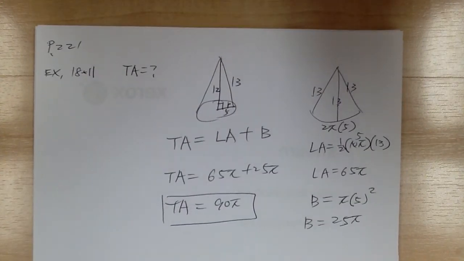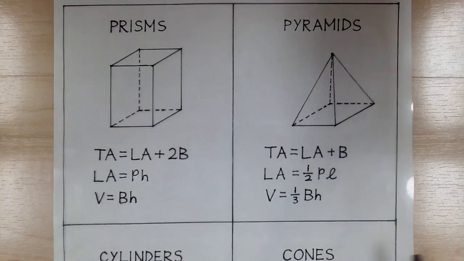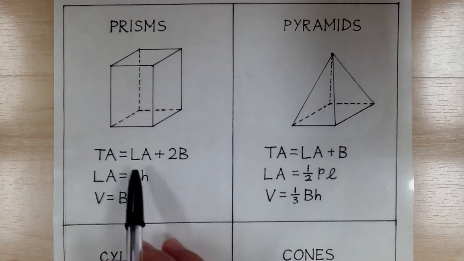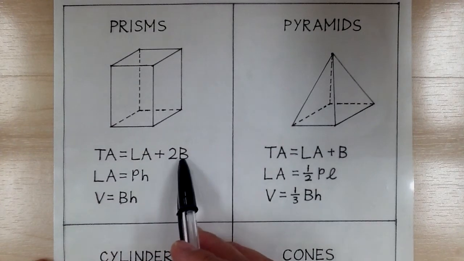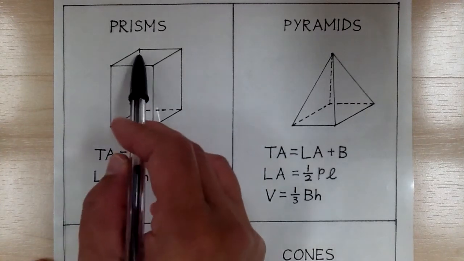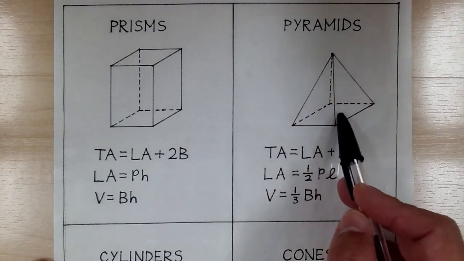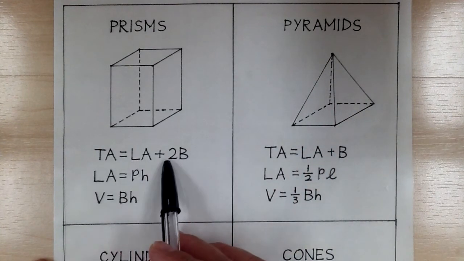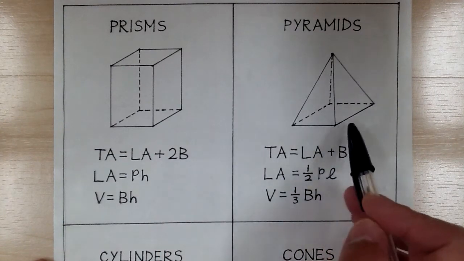Now let's sum up the relationship between all 4 shapes. Notice that the total area equals the lateral area plus 2b, because you have the bottom base and the top base. With the pyramid, the pointy top, you have only 1 base. So the formula is LA plus 2b for one, and LA plus 1b for the other, because there's only 1 base.